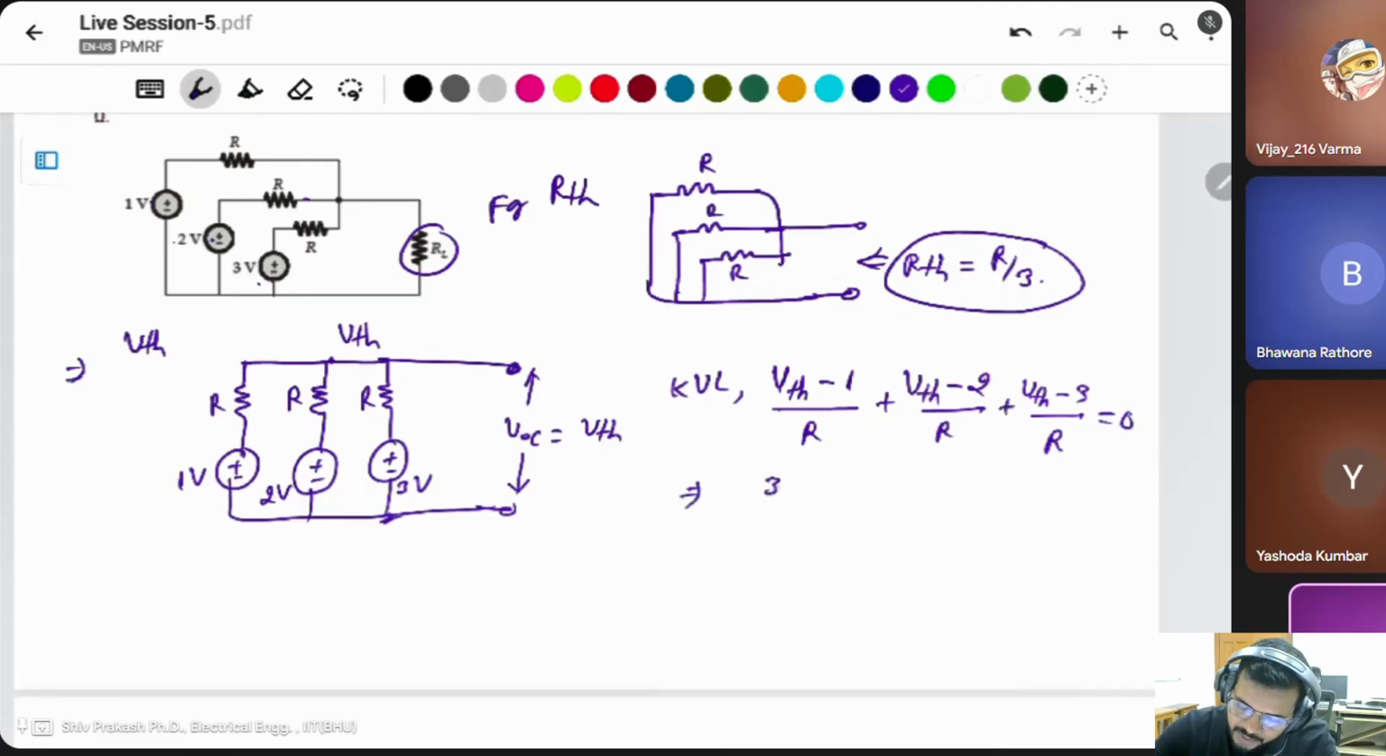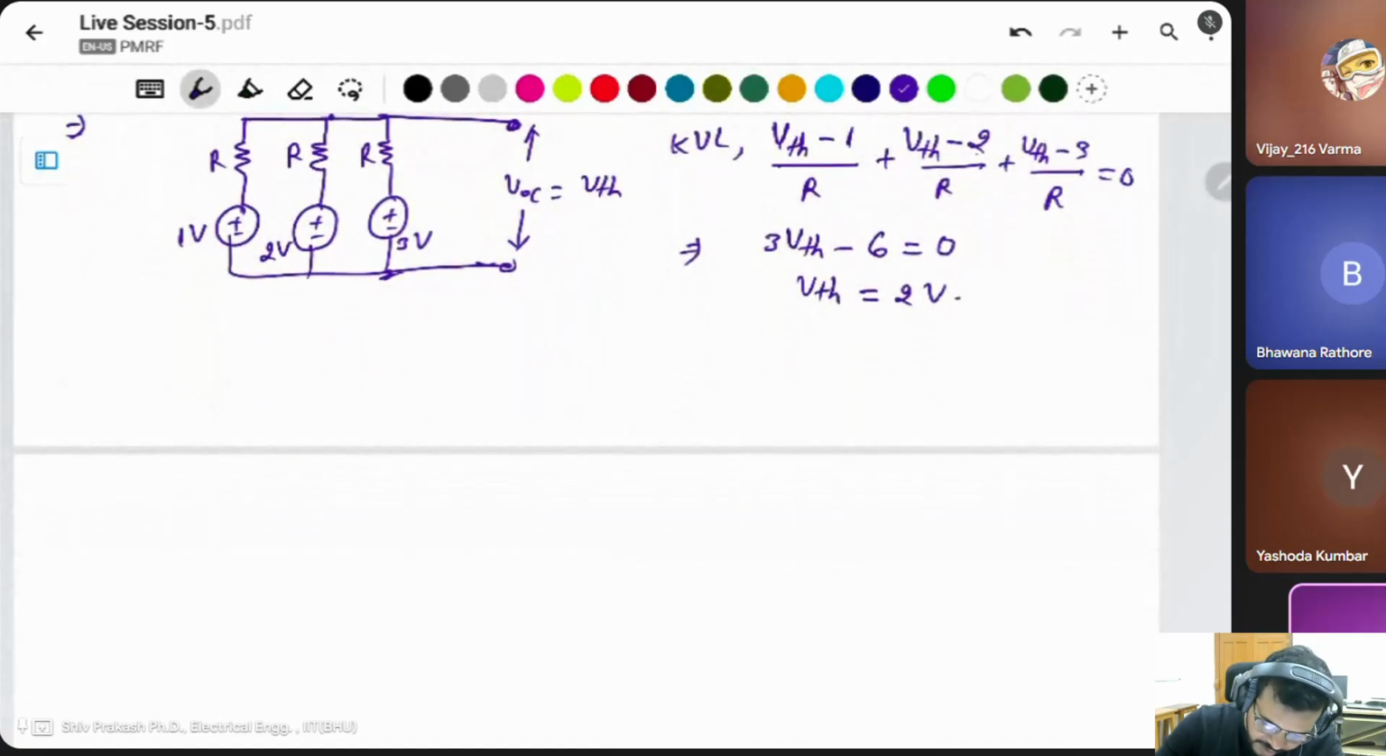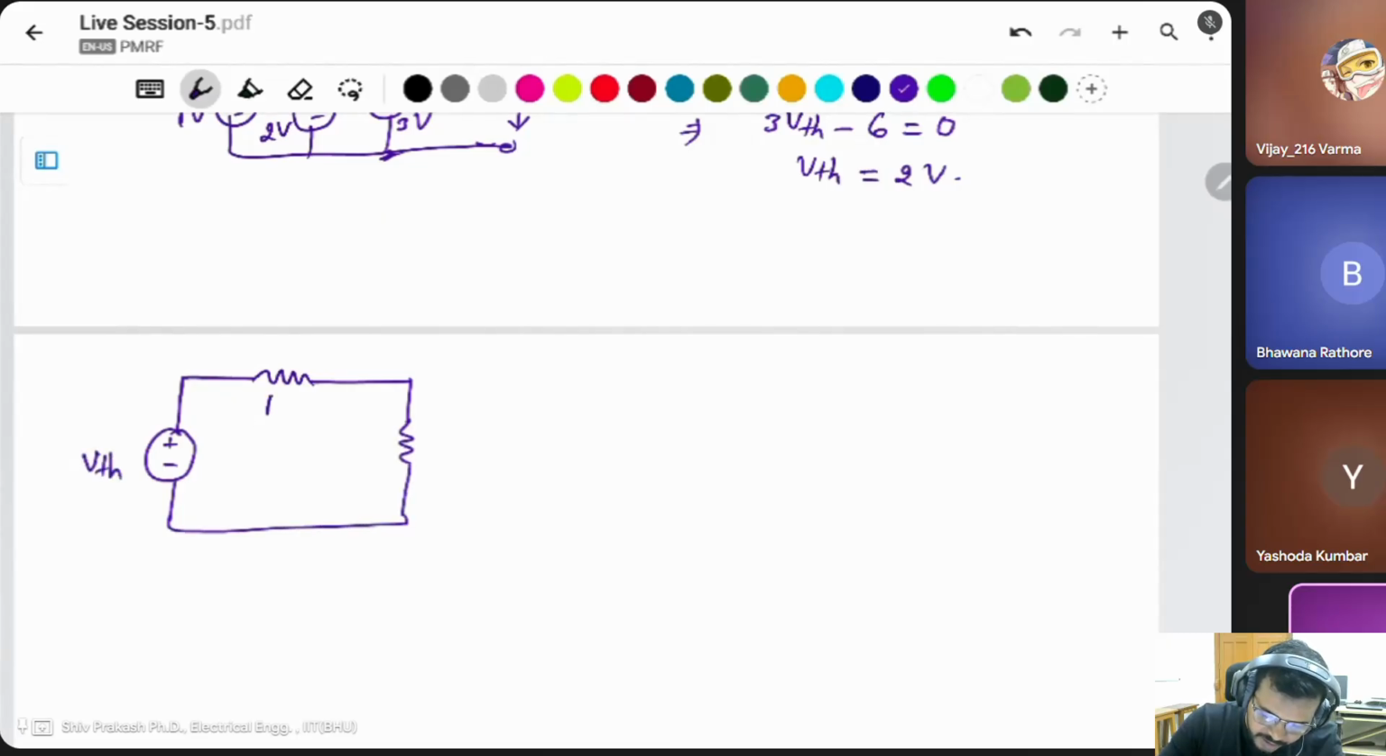VTH minus 3 volt divided by R is equal to 0. Then 3 VTH minus 1, 2, 3 is equal to 6, which is 0. Then VTH is equal to 2 volt. Okay, RTH is R by 3, VTH is 2 volt. Then you can rewrite the circuit as the Thevenin equivalent: VTH and RTH, and this is RL.